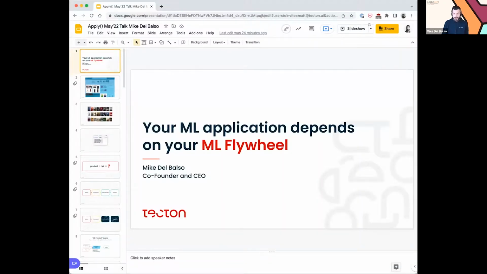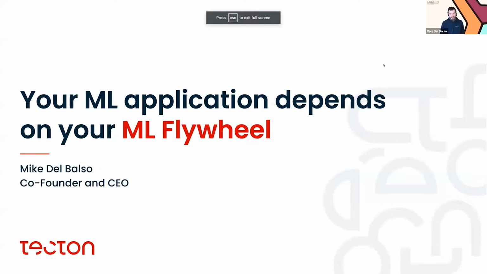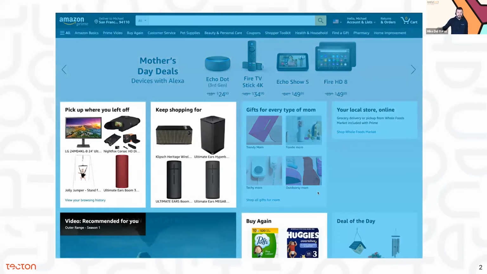Today, what I want to talk about is something that's very important for every machine learning application, a concept called an ML flywheel. This is something I think is pretty important for every team that's putting machine learning into their product. Let's just talk about some examples of what kind of machine learning we're focused on.